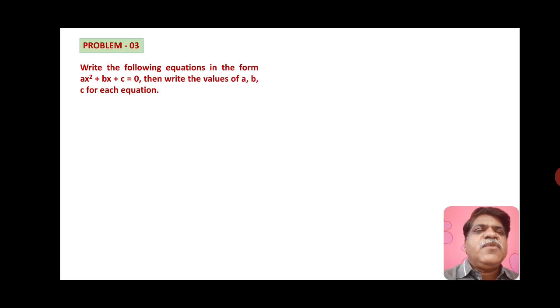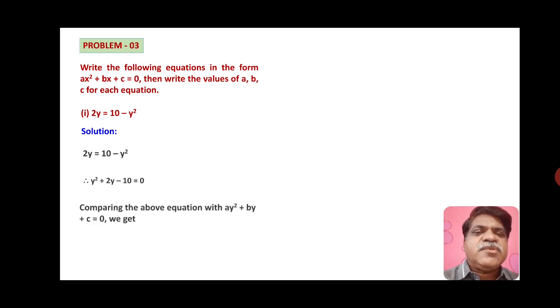Friends, let us see problem number 3. Write the following equations in the form of ax square plus bx plus c is equal to 0. Then write the values of a, b, c for each equation. This is the first: 2y is equal to 10 minus y square. Friends, here 2y is equal to 10 minus y square. Therefore, we can write y square plus 2y minus 10 is equal to 0. Comparing the above equation with ay square plus by plus c is equal to 0, we get a is equal to 1, b is equal to 2 and c is equal to minus 10.